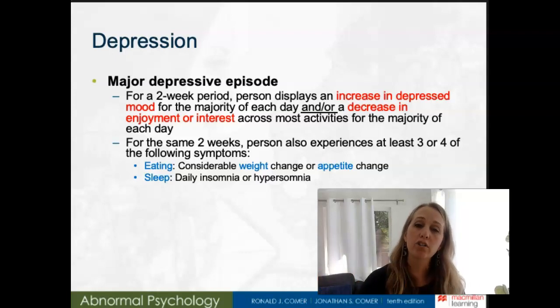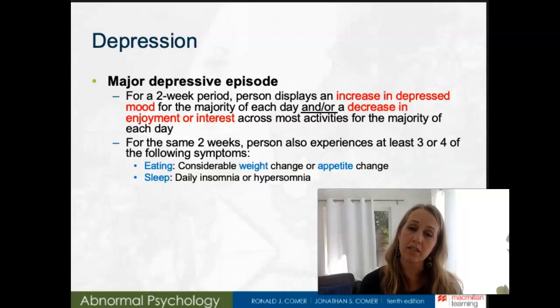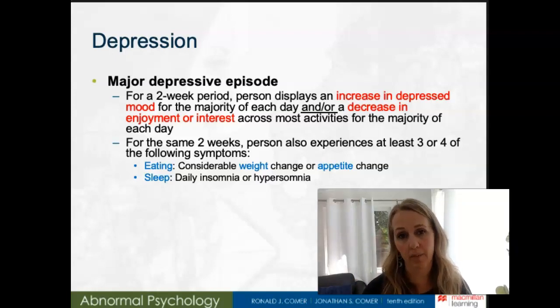But depression can also interrupt sleep in that it can cause insomnia, where you don't sleep enough, or your sleep is interrupted, where you can't get to sleep, or you go to sleep, but then you wake up in the middle of the night and you can't get back to sleep.